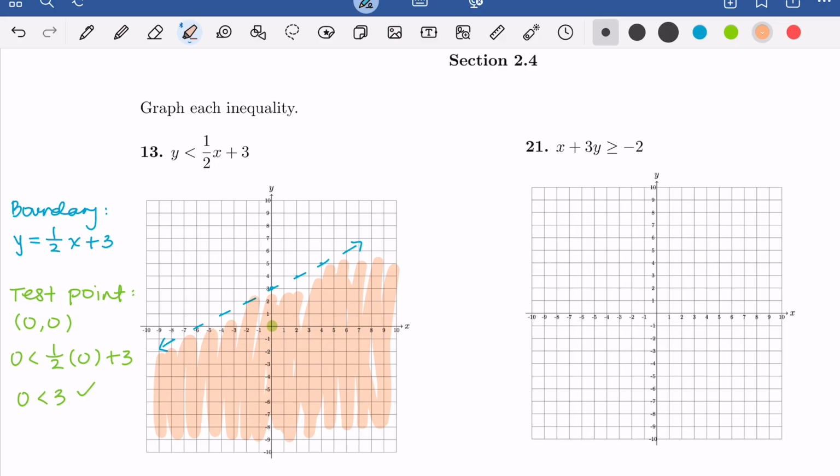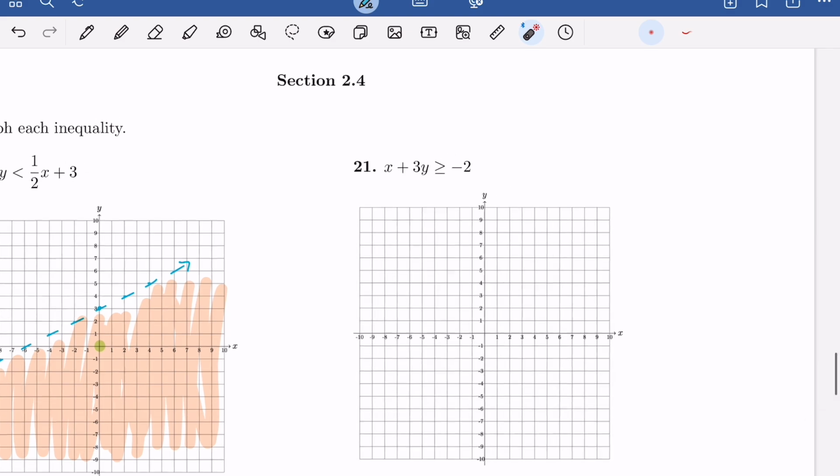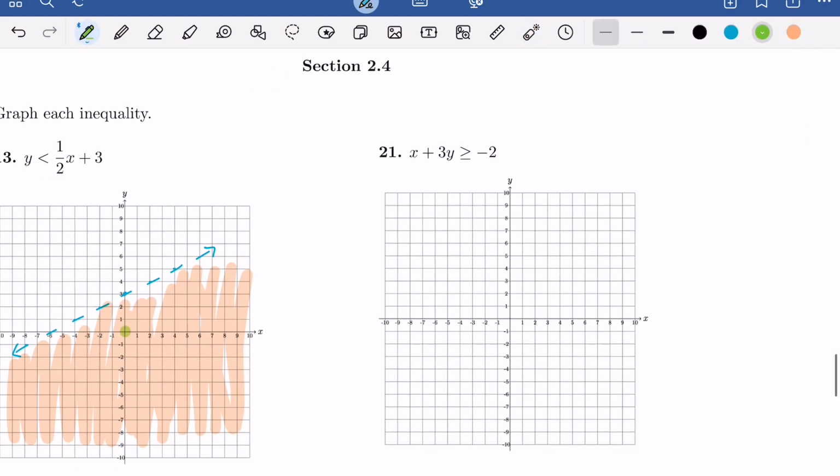So let's look at this next question. This one is similar. We have x plus 3y is greater than or equal to -2. Now, before we start graphing anything, we again want to identify our boundary. Our boundary is just going to be x plus 3y is equal to -2, just changing that inequality symbol to an equal sign.